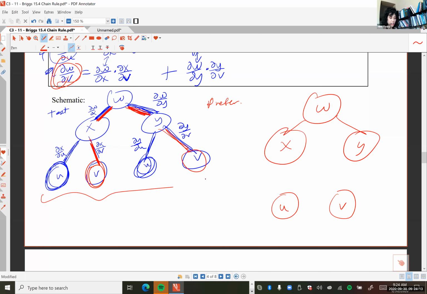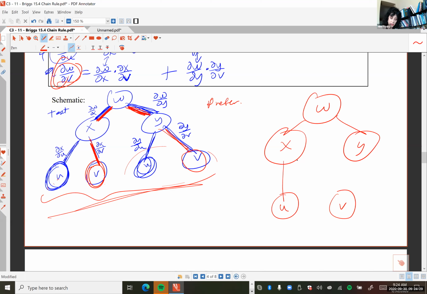What I don't like about this diagram in the text is it makes it look like this u and v over here is different from the other pair of u and v. Like, well, they're totally different from each other. They don't even talk to each other. No, they're the same guys. So why not show that?